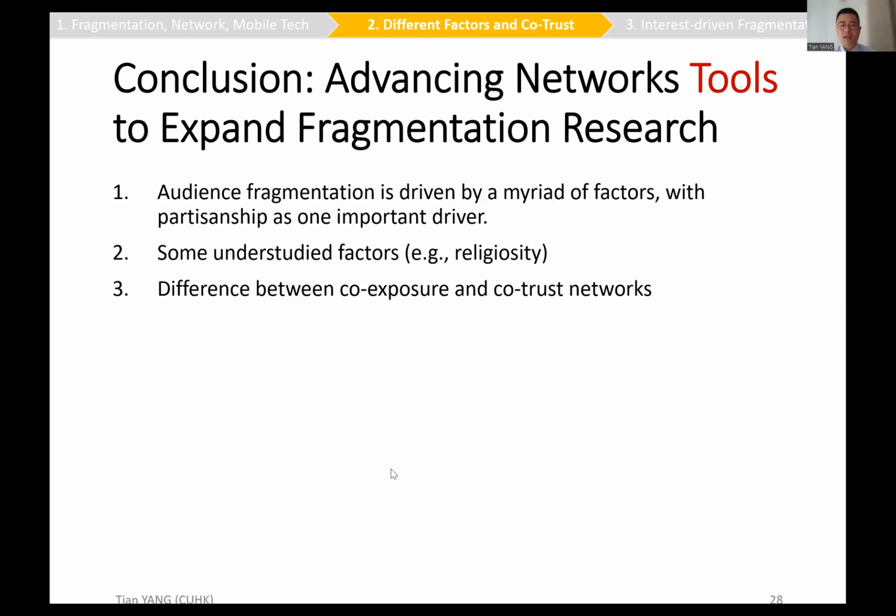Meanwhile, there are differences between the co-exposure and co-trust networks. We can see it's not just in the network structure. Remember, the co-trust network has a clear two-cluster structure, but also the factors that explain these two networks are different.